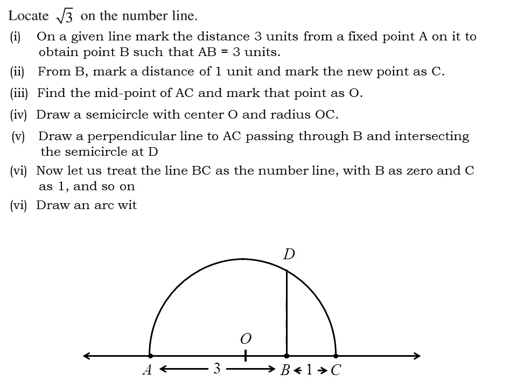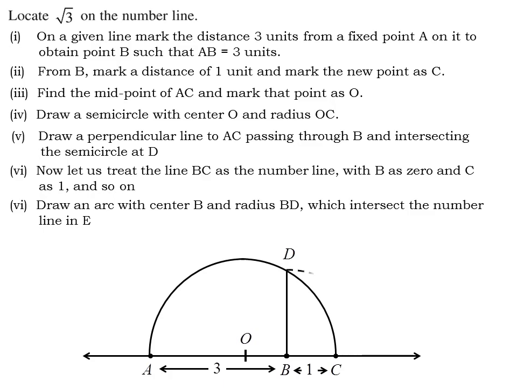Now step number 7: draw an arc with center B and radius BD which intersects the number line at point E. Using a compass, you have to draw an arc which intersects the line at E. So now I am drawing an arc which intersects the line at point E. Now the point E we have derived on this number line represents root 3 on the number line.